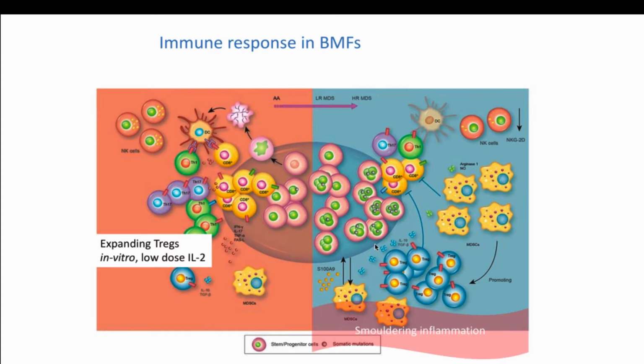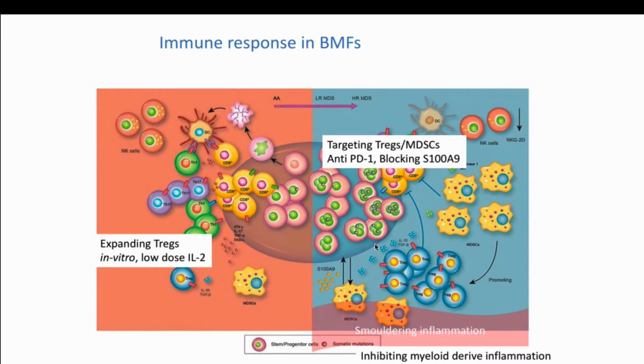For instance, in aplastic anemia, we can hopefully in the near future use things like expanded Tregs, which are expanded in vitro, or low-dose IL-2 to control the inflammation and expand Tregs, whereas when it comes to MDS and higher risk disease, we need to use a different strategy targeting myeloid derived suppressor cells or Tregs, or blocking S100A9, which is important for this expansion of MDSCs, or use checkpoint blockade, etc. And of course, myeloid derived inflammation needs to be inhibited.